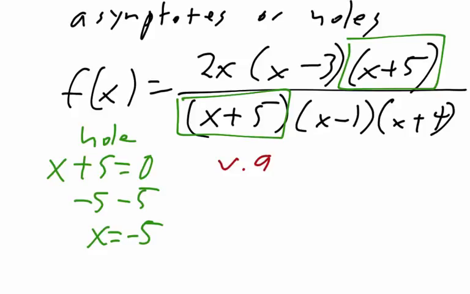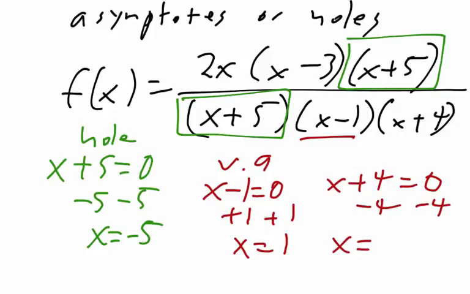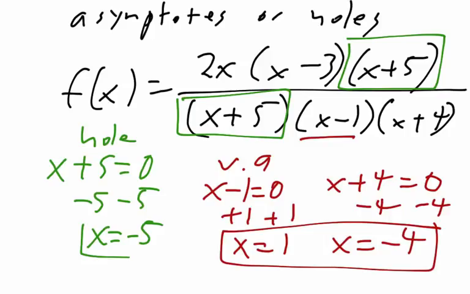For the vertical asymptotes, the x minus 1 doesn't match anything, and the x plus 4 doesn't match anything. So when I solve this one, I get x equals 1 to be a vertical asymptote. Subtract 4, and x equals negative 4 gives me 2 vertical asymptotes where I had one hole.